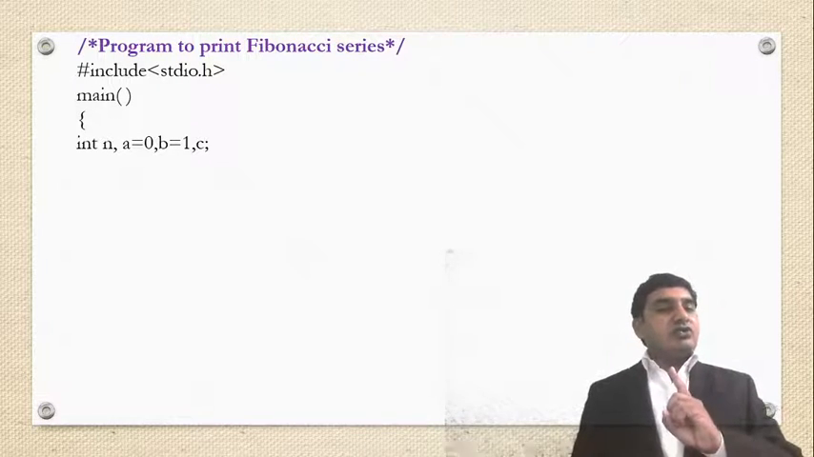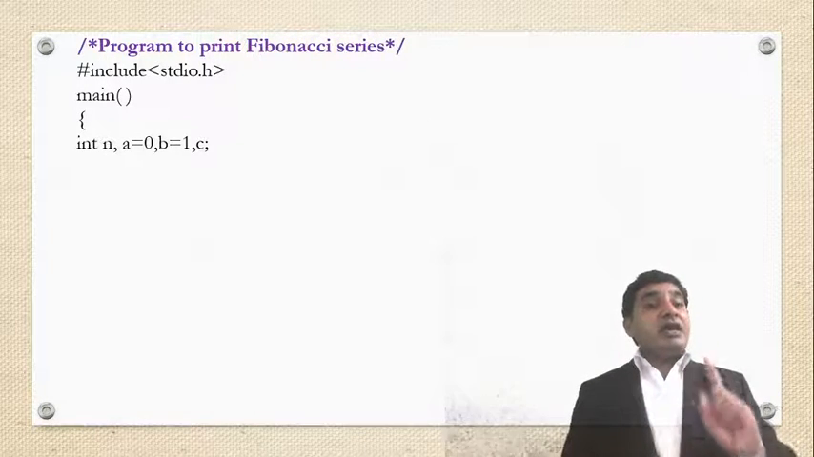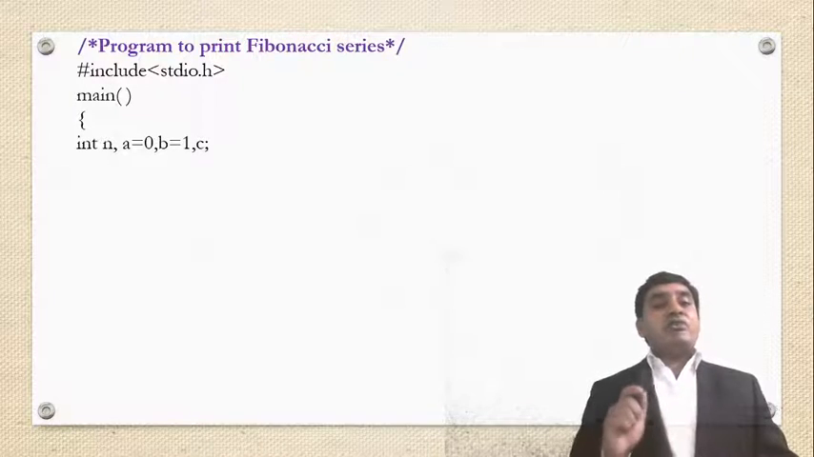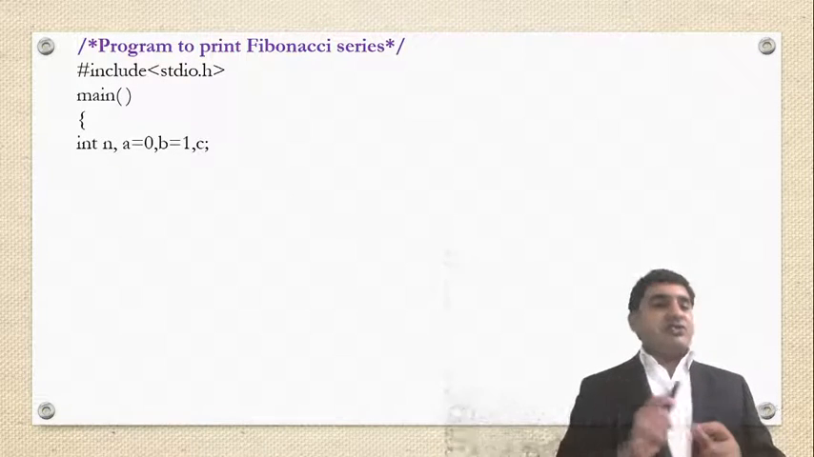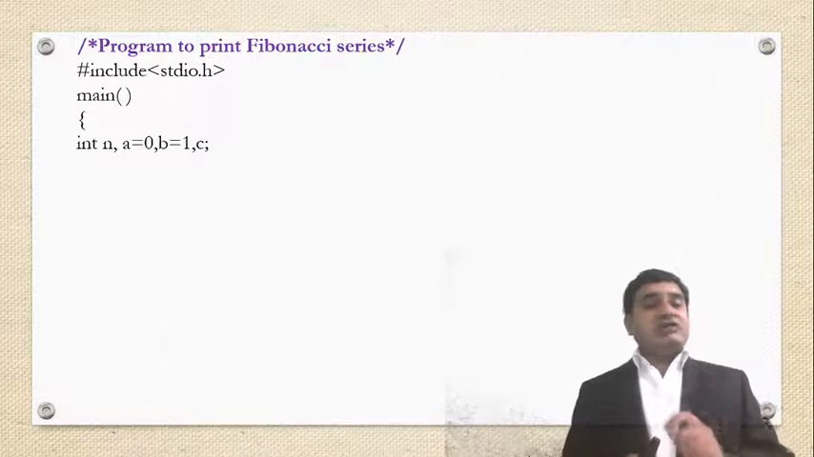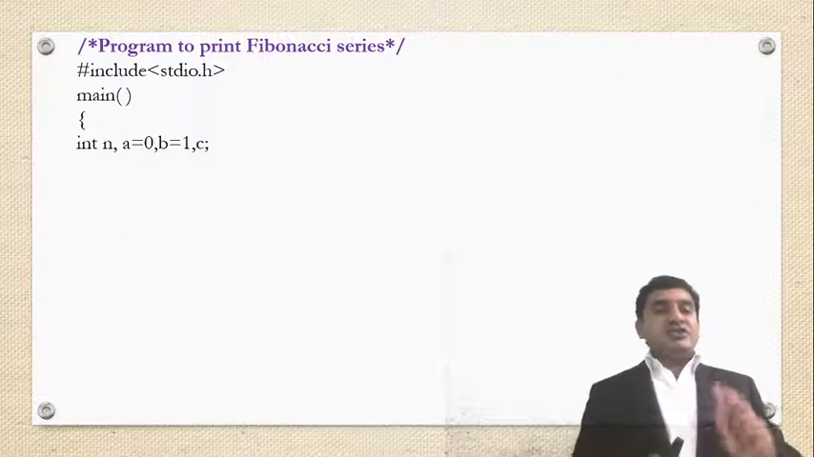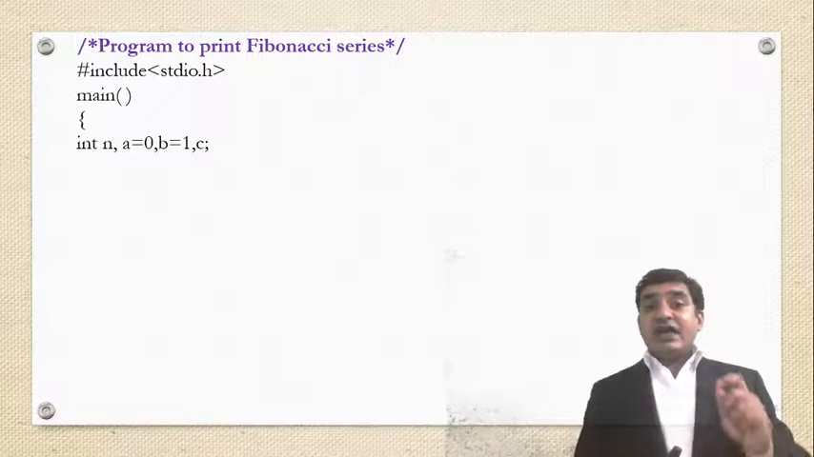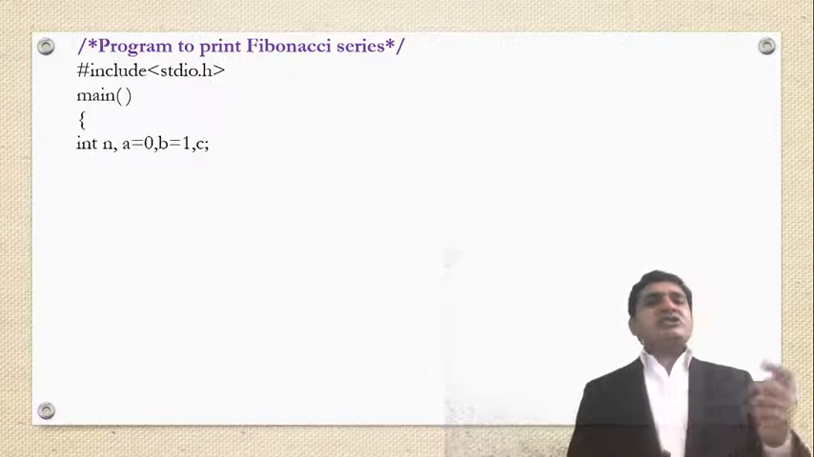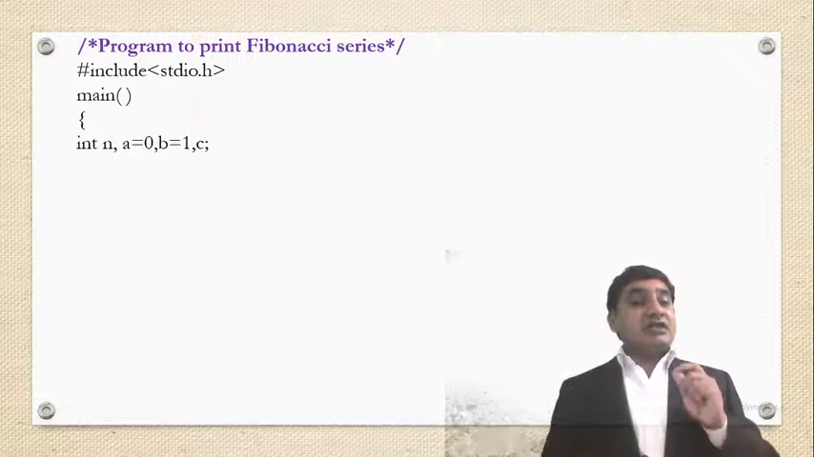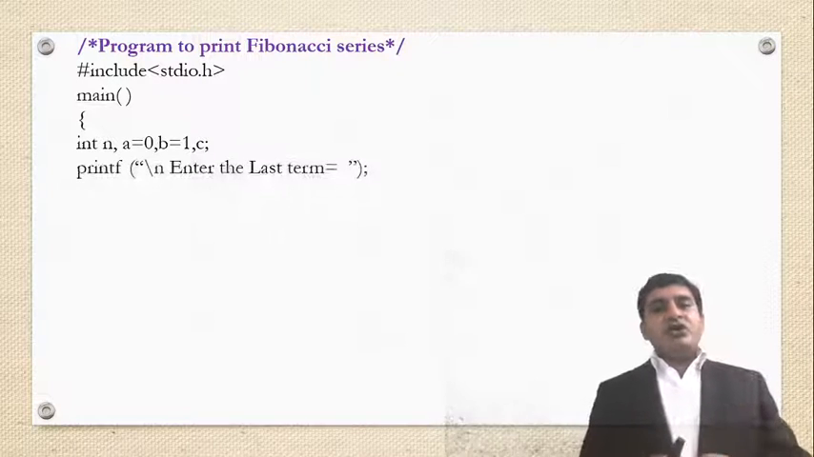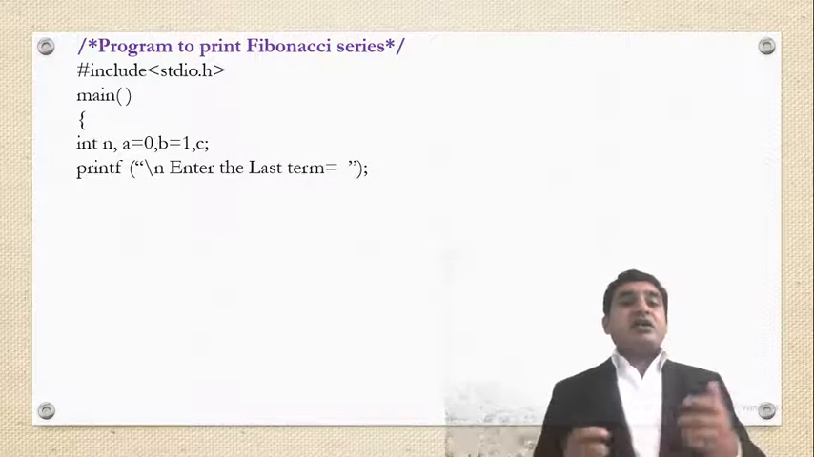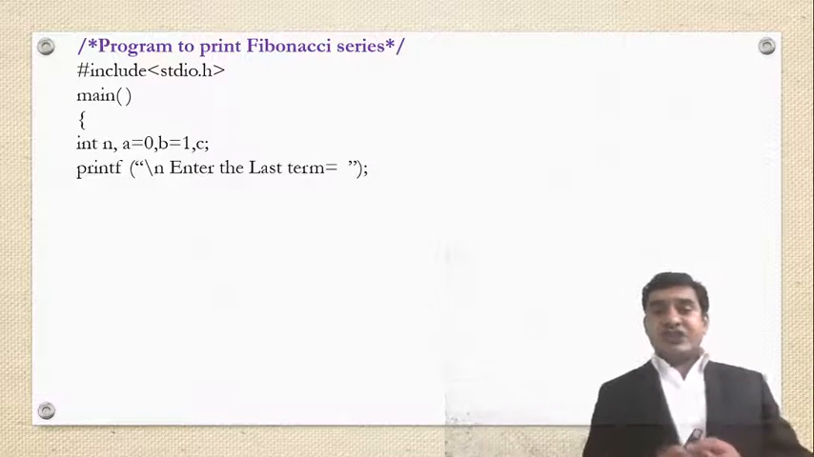a is equal to 0, and n represents the number of terms in the Fibonacci series. b is equal to 1. This is the second term of the Fibonacci series, and c is also considered an integer. Now we have to enter the last term of the Fibonacci series.